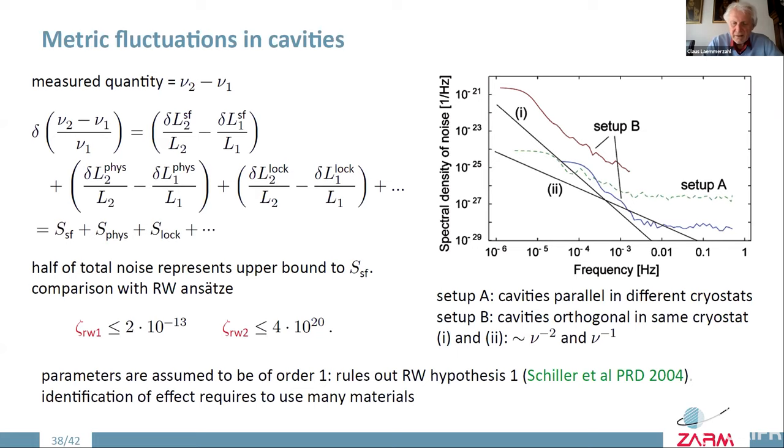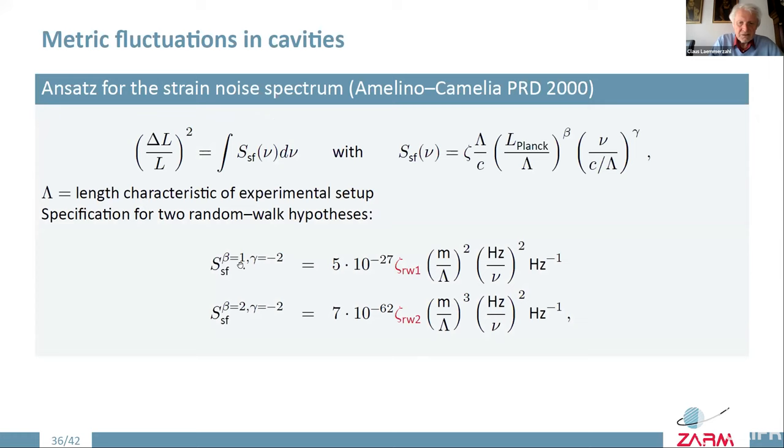And so from this, we got the I and the double I curves for these frequency dependencies of nu to minus two and nu to minus one. And from these curves, which are, so to say, the lower bound of these measurements, one can then derive that the random walk coefficient here should be 10 to minus 13, and here 10 to minus 20. And so this rules out the random walk hypothesis, that is here with this beta equal 1.